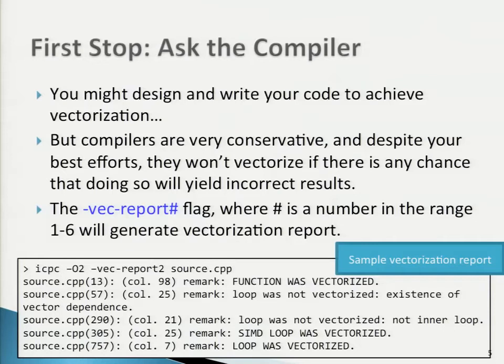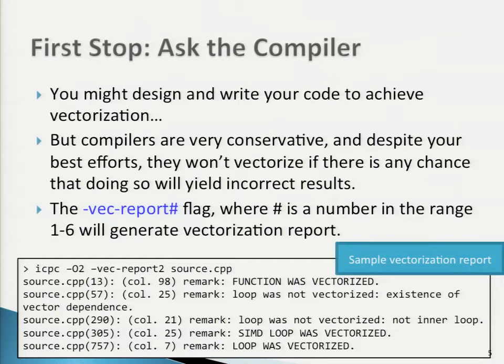And with the Intel compiler, we use the -vec report flag followed by a number. So the number is in the range of 1 to 6, and depending on that value, you will get more or less information. So here's an example, like we saw earlier, of compiling with vec report level 2 on some code, and you can see there's quite a few different messages that can be generated.